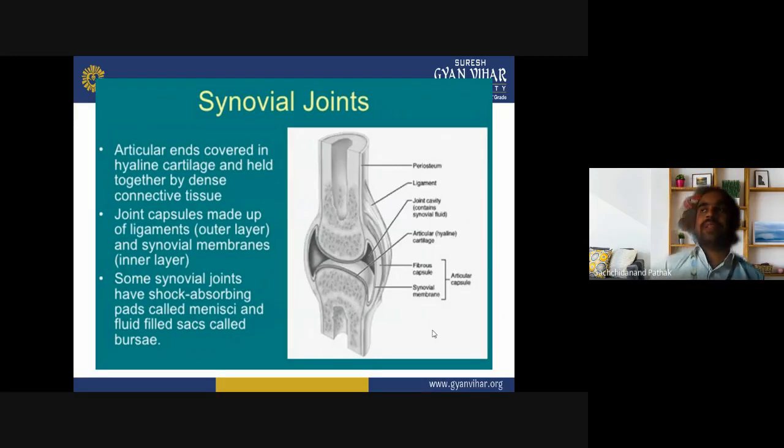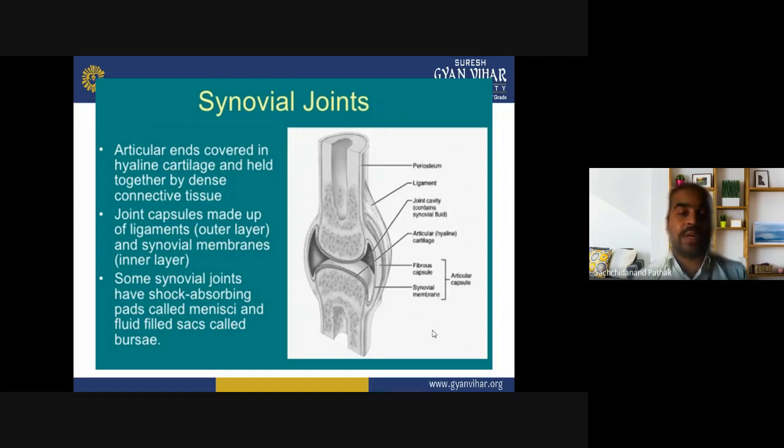Synovial joints की अगर हम बात करें, articular ends covered in the hyaline cartilage and held together by the dense connective tissue. This joint end is covered in hyaline cartilage and held together by dense connective tissue. Joint capsule made up of ligament and synovial membrane. So these are the joint capsule that is made up of the ligament and synovial membrane.